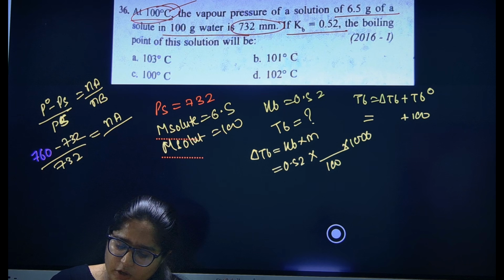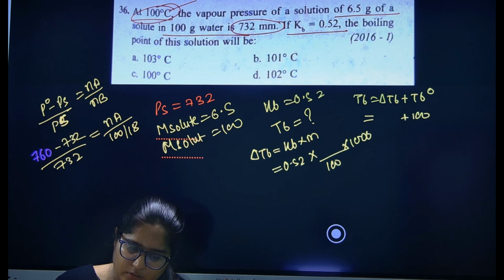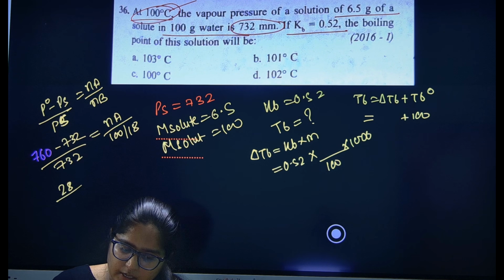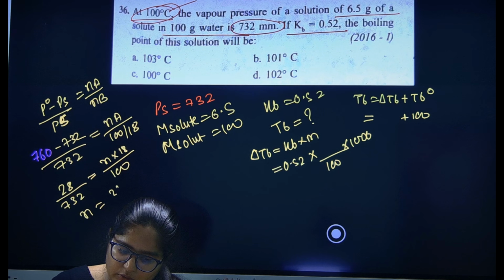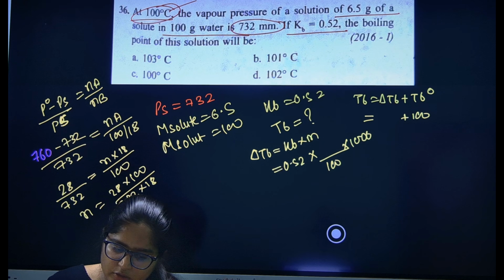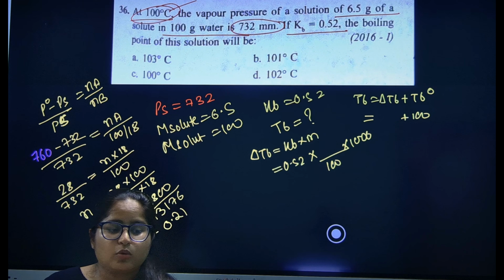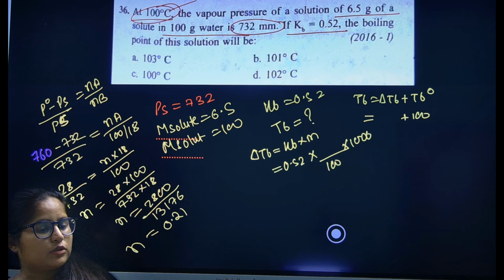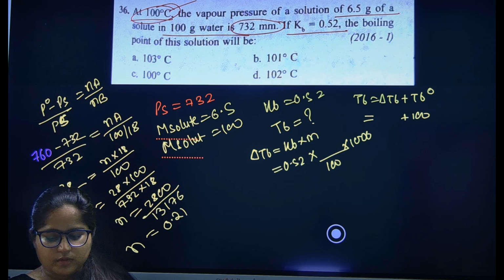The mass of water is 100 divided by 18. So here we will get 28 by 732 equals n into 18 by 100. From here n will be equal to 28 into 100 by 732 into 18. So mole will be equal to 2800 by 13176, which is equal to 0.21. So the mole we have got is 0.21.